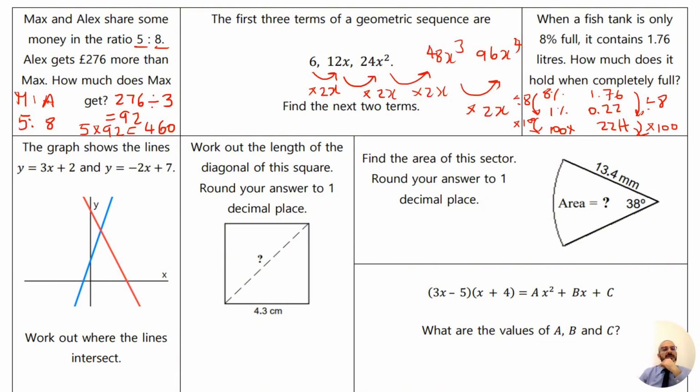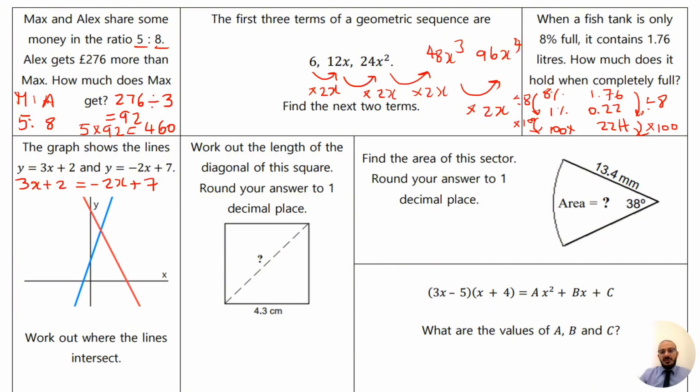The graph shows the lines y equals 3x plus 2 and y equals negative 2x plus 7. Work out where the lines intersect. So when they intersect, we can equate them to each other. So if y is equal to 3x plus 2 and the other y is equal to negative 2x plus 7, I can say that 3x plus 2 is the same thing as negative 2x plus 7, and when they intersect, the values at that point are going to be the same. That's why we can equate them.